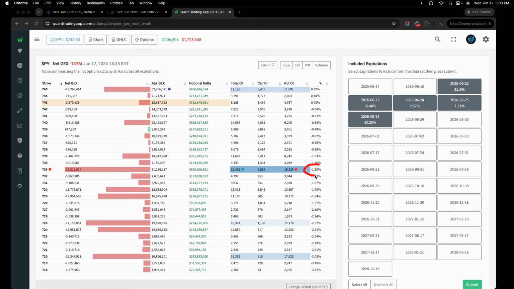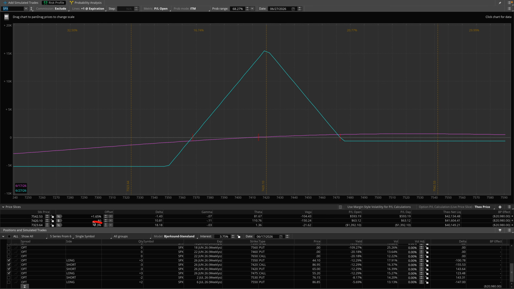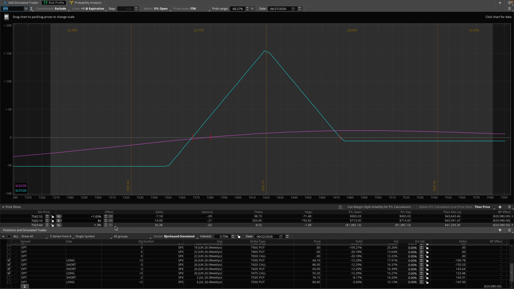So this right here is about a 1.3% drop on the markets. My first thing I'm going to do is put that slice price in here, negative 1.3, and then I'm going to change the date for Monday. Now, do I think the market is going to be down 1.3% by Monday? If you ask me right now, no.